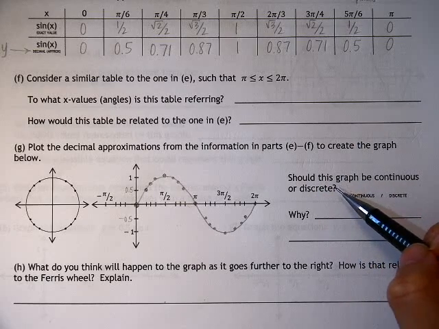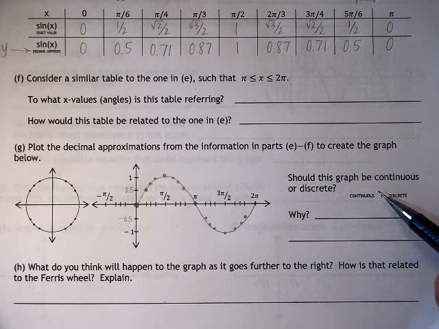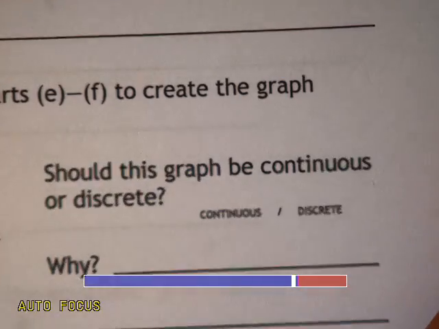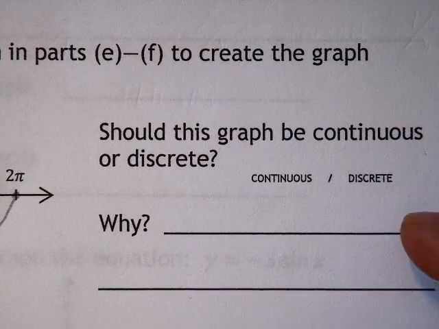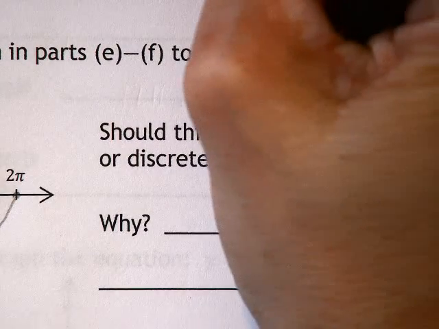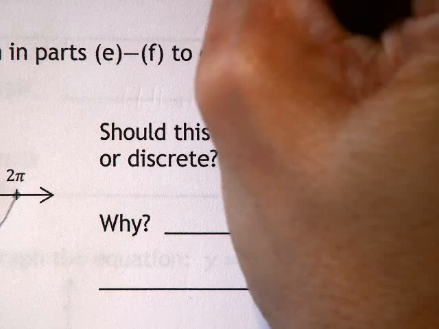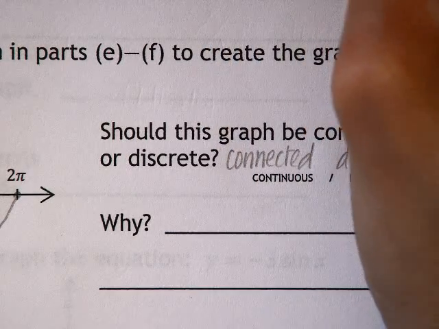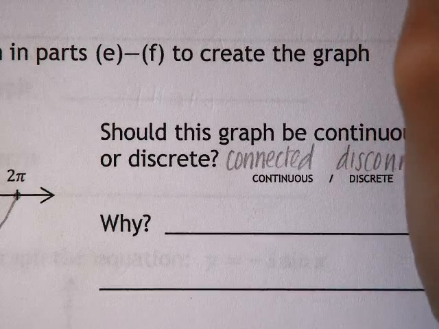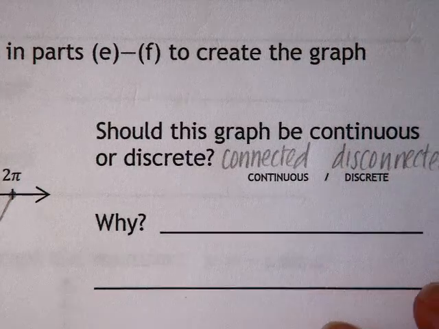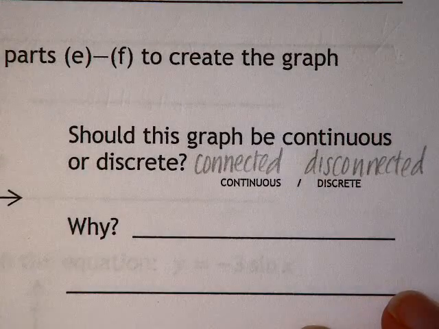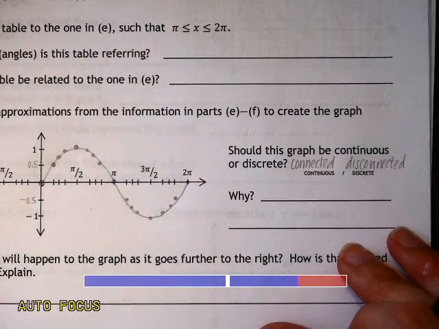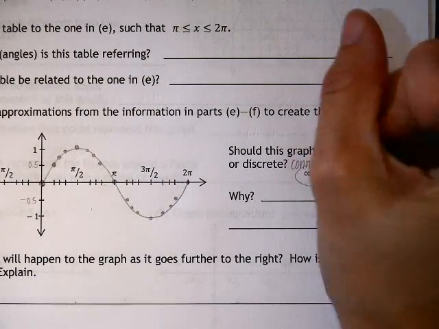Letter G asks, should this graph be continuous or discrete? And that's not vocabulary that we've learned in quite some time. That was actually first semester vocabulary. So I'll just remind you that the word continuous just means connected, and the word discrete, by contrast, means disconnected. So if you're looking at this and asking yourself, should it be connected or not? You might have inferred from the fact that I connected mine that it probably should be continuous.